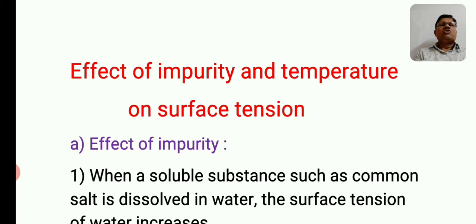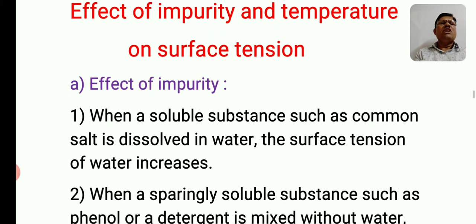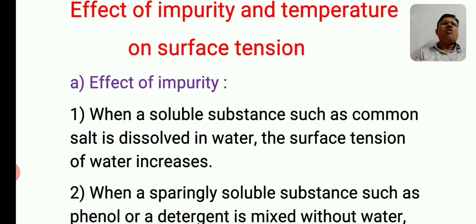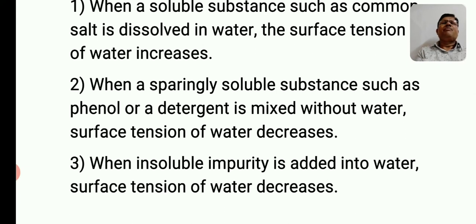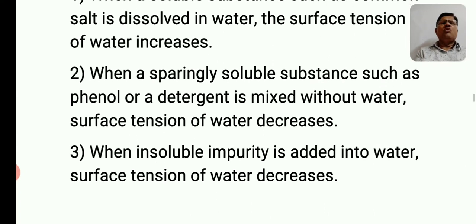When a soluble substance such as common salt, that is NaCl, sodium chloride, is dissolved in water, the surface tension of water increases. Second, when a sparingly soluble substance such as phenol or a detergent is mixed with water, the surface tension of water decreases. And third, when an insoluble impurity is added into water, the surface tension of water decreases.